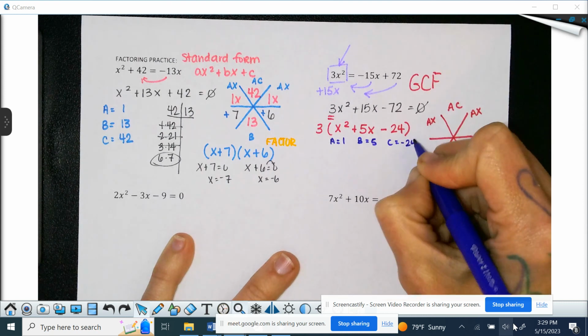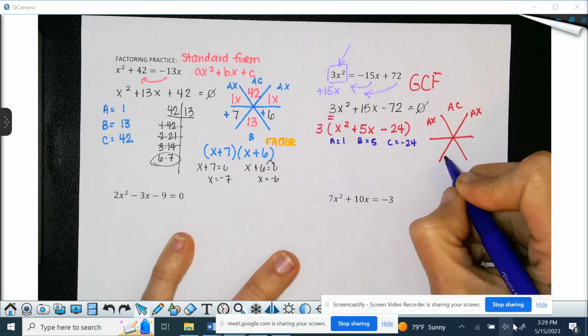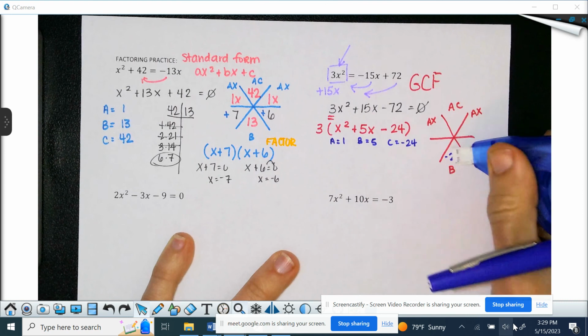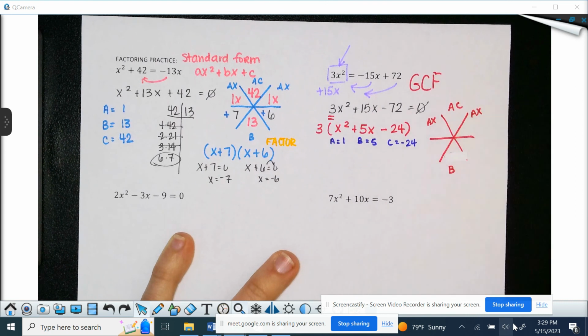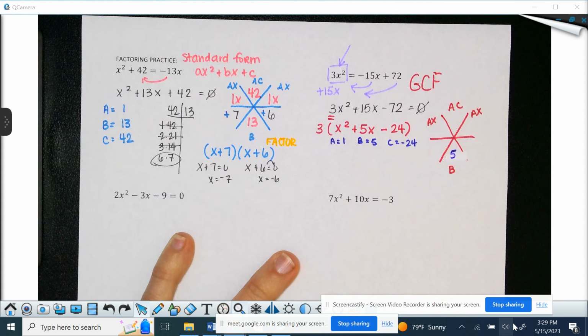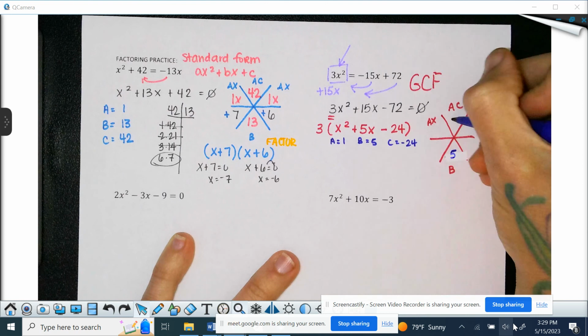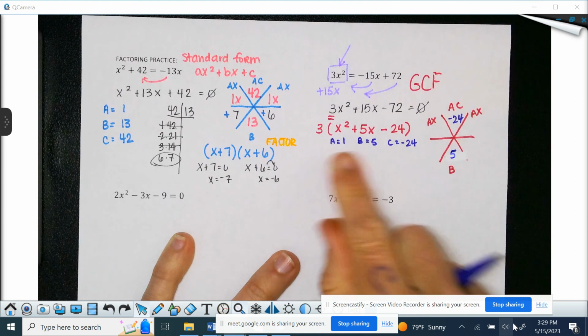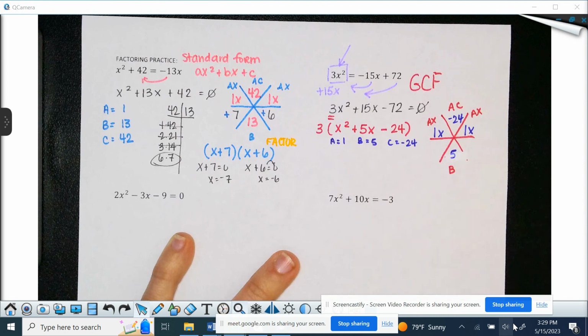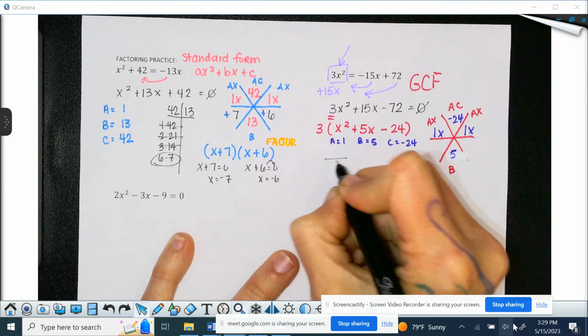Excellent. So B goes in the basement. That's going to be negative 24. Oi, I'm messing up. I'm getting too excited. B goes in the basement. That's that positive 5. A times C is going to give me what? Good. Negative 24. Because 1 times 24. A is 1, 1x, 1x. So we're looking for the numbers I can multiply to give me 24 that will add or subtract to give me 5. So 24 to 5.